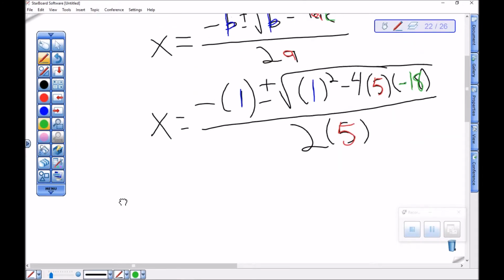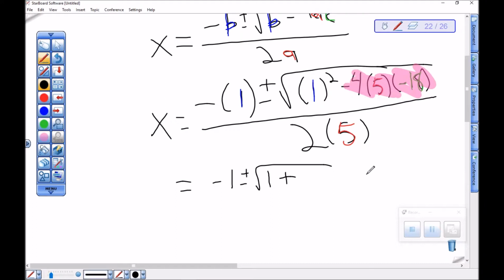Now it's just arithmetic time. So remember, we're going to leave that plus or minus until the end, but let's start to work through here. The opposite of 1 is negative 1, plus or minus the square root of 1 squared, which is 1. Now I have minus 4 times 5 times negative 18. So 4 times 5 times negative 18 is going to be a negative number, and I'm subtracting it. So I want to instead add whatever that value is.